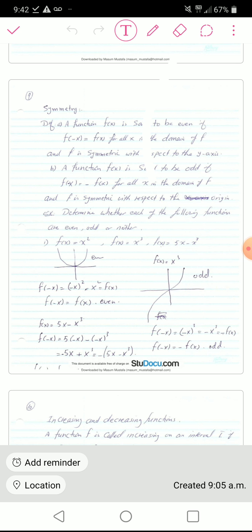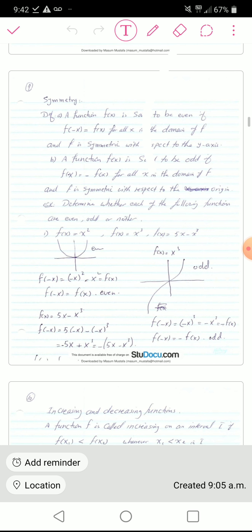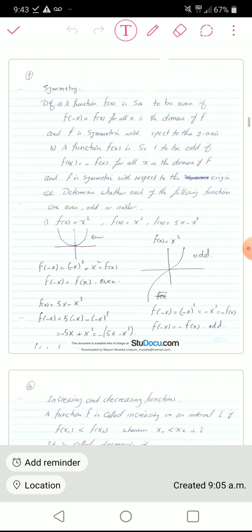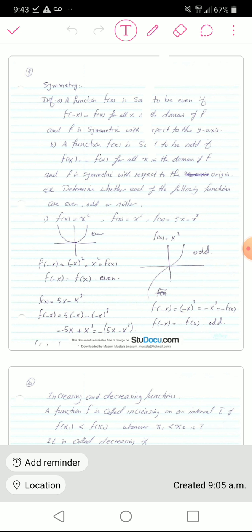And let's try to prove it. The original function was x squared, and then we substitute negative x, and negative x squared is equal to x squared again. So we can say f of negative x is equal to f of x, and that's an even function. Now let's look at the second example.